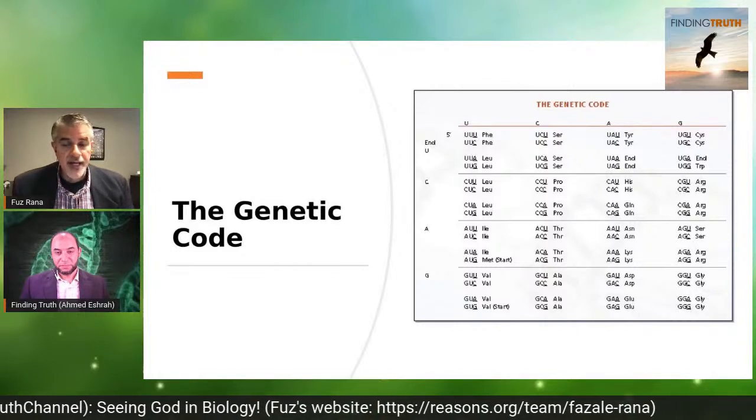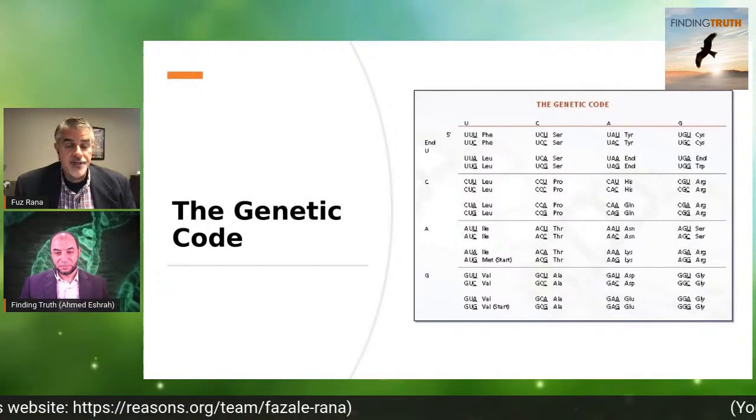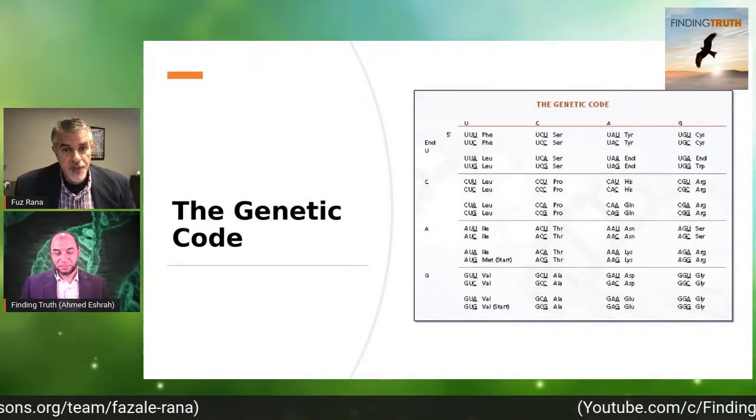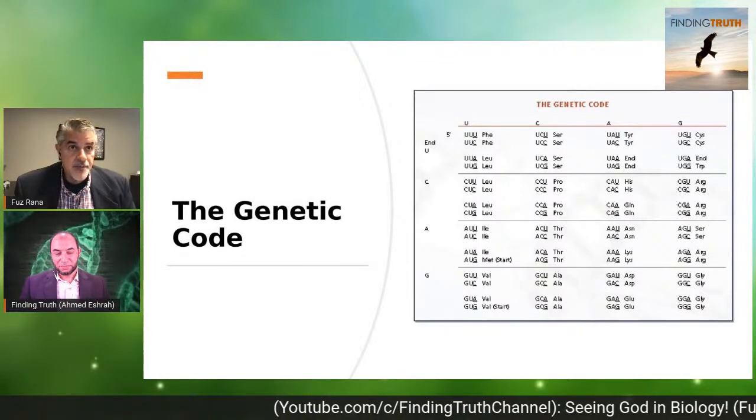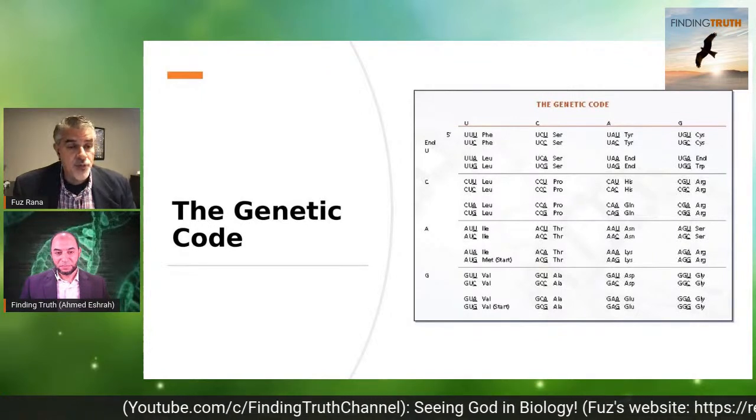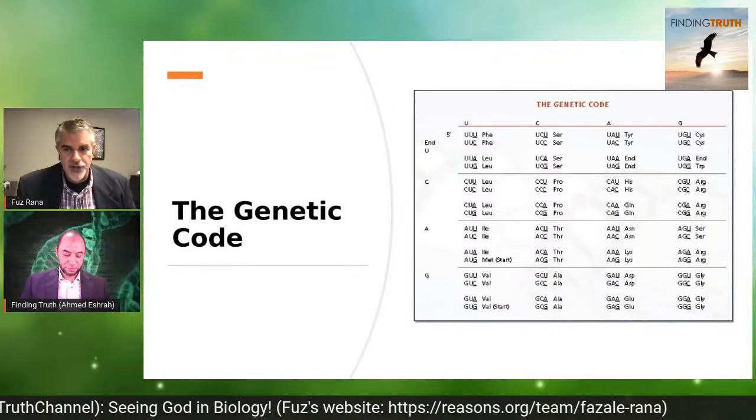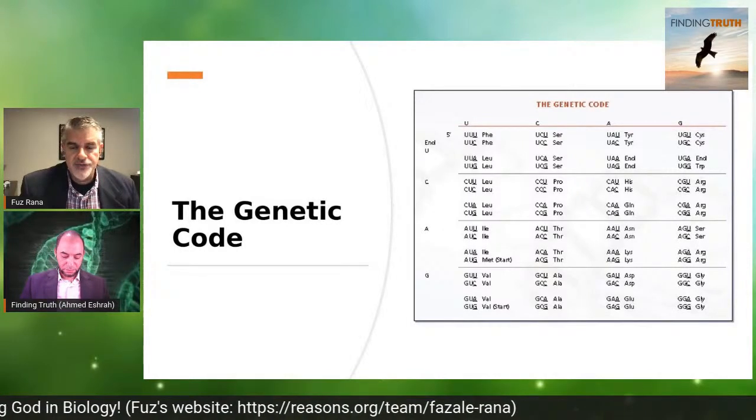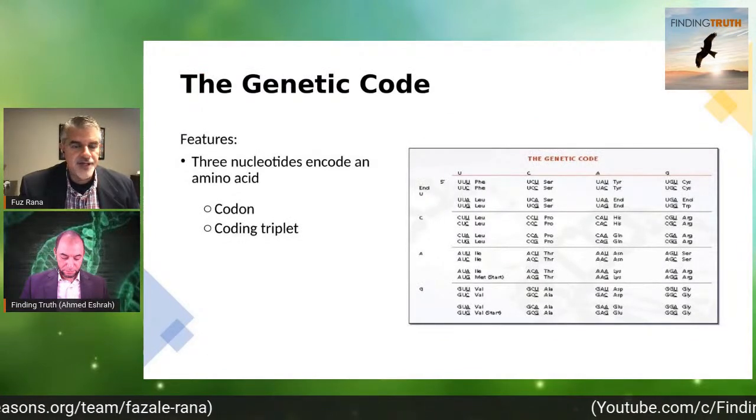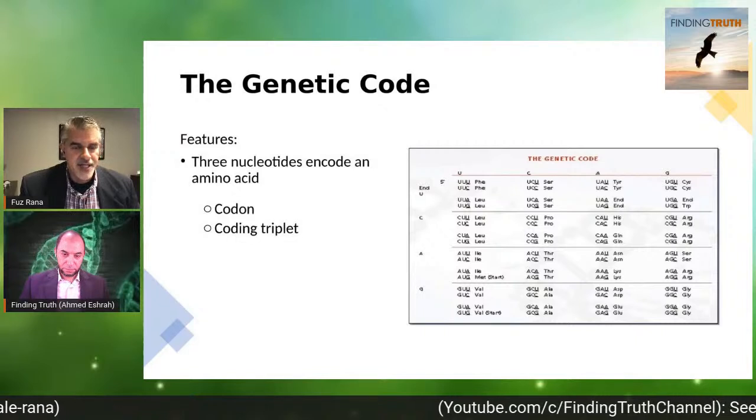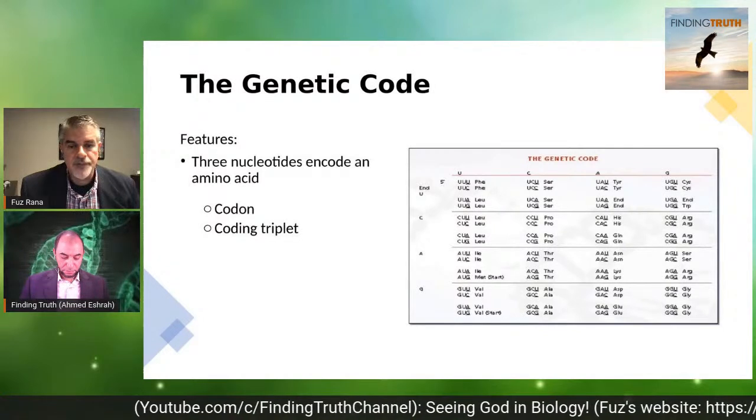Now, because there are 64 possible coding units that correspond to 20 amino acids, it means that there are some amino acids that are specified by more than one coding unit. This is called the degeneracy of the genetic code, or you could think of it as the genetic code's redundancy. Okay. And so, again, there are these 3 nucleotides that correspond to each amino acid. These are called, again, codons or coding triplets.